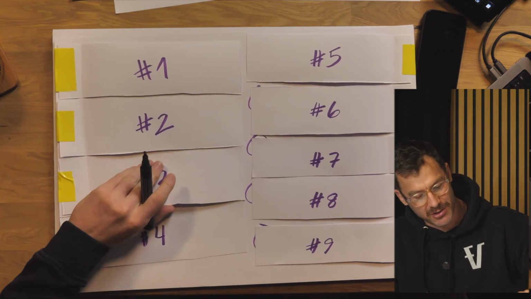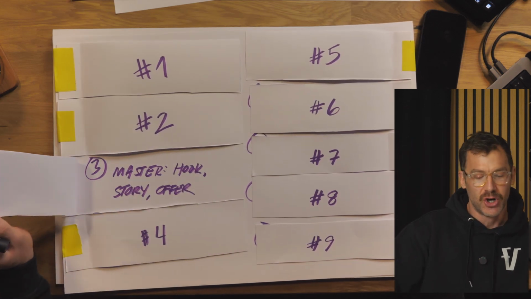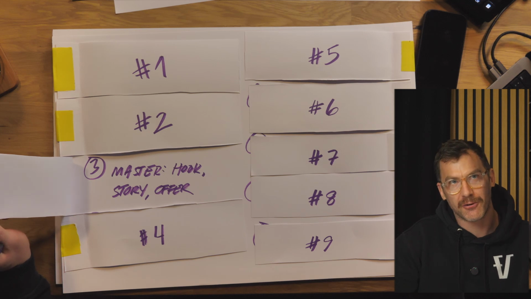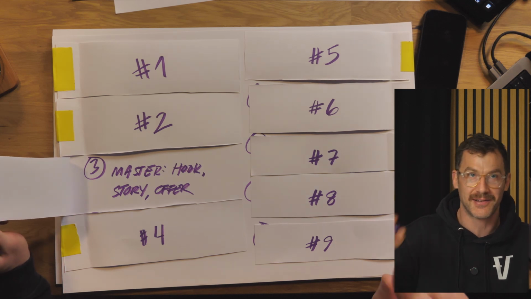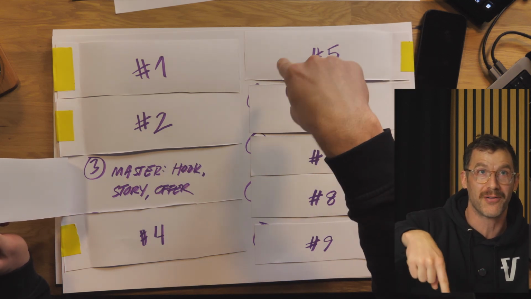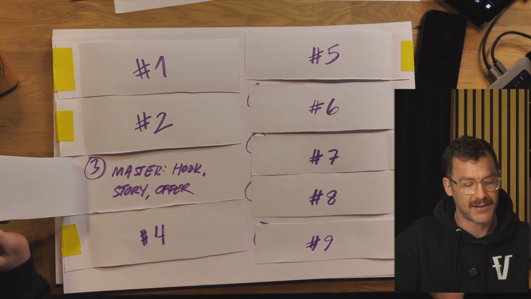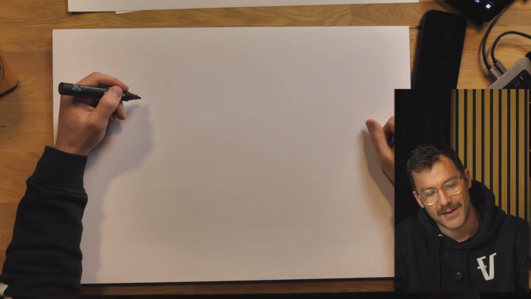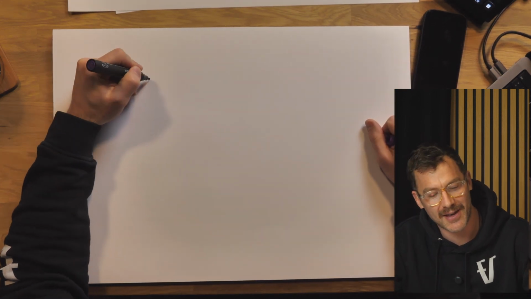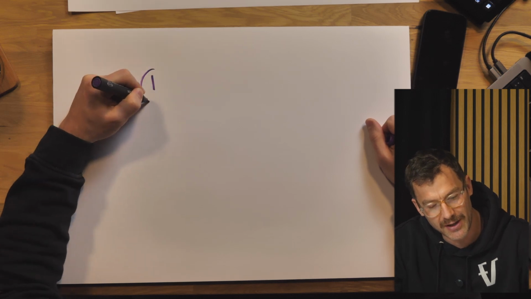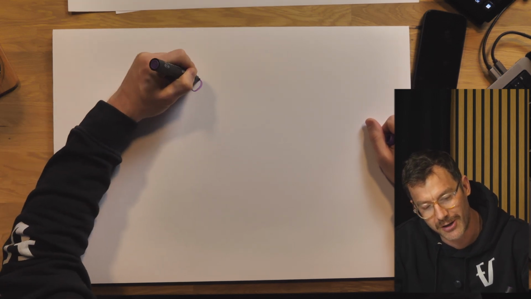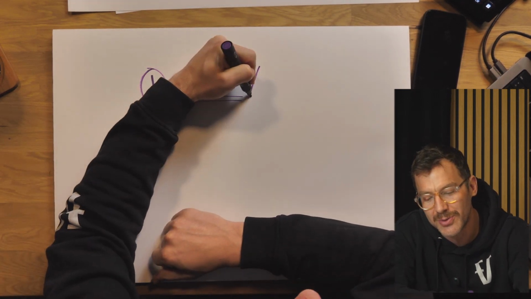What's behind door number 3? Door number 3 is master hook, story, offer. All right, so we're gonna come back to story in a second here. There's another one around here somewhere. But mastering this hook, story, offer is something that I have to beat into my own head. So when we talk about a hook, it's kind of like, can you do this without being spammy?